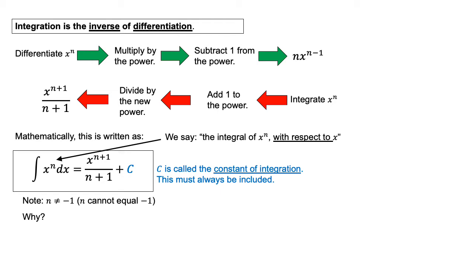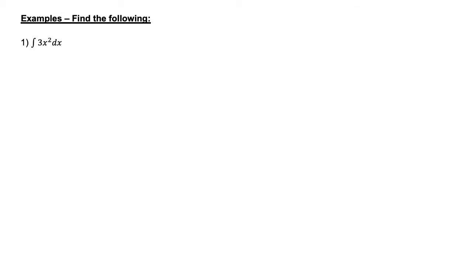Okay, the reason is because if n is minus 1, we get 0 as the denominator, and we know that it is not possible to divide by 0. Okay, I'm going to show you some examples on how to integrate certain expressions.